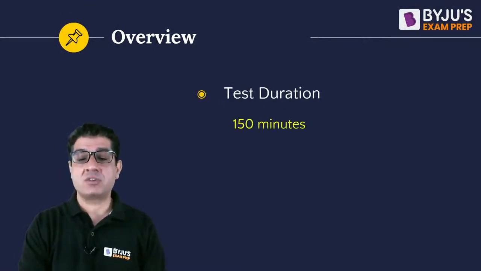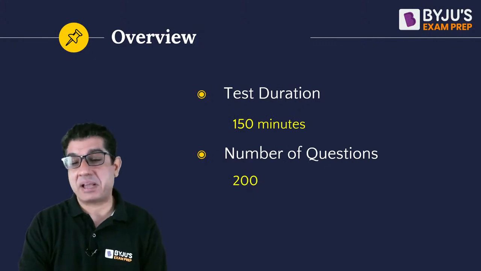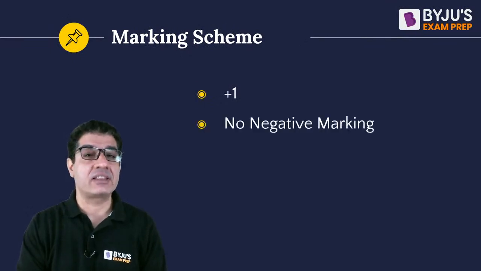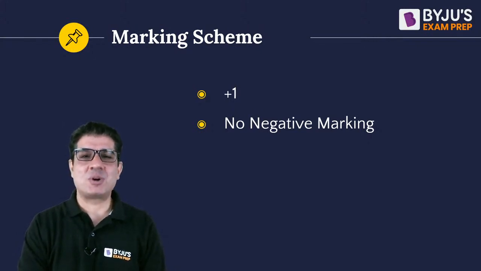So let me quickly give you the overview of this particular exam. Test duration 150 minutes, total number of questions 200. Imagine. And then the marking scheme is pretty straightforward. +1 for every right answer, and there is no negative marking. So you know what we do in such exams, right? We go on to attempt all the questions.